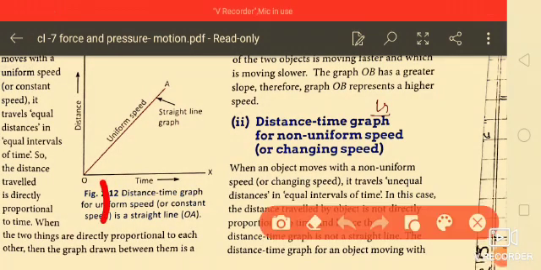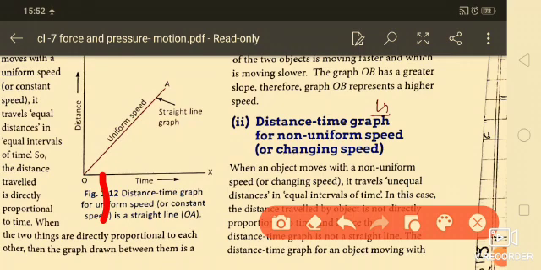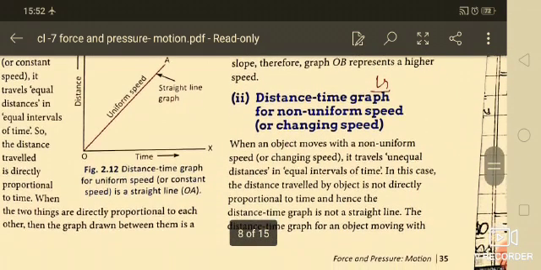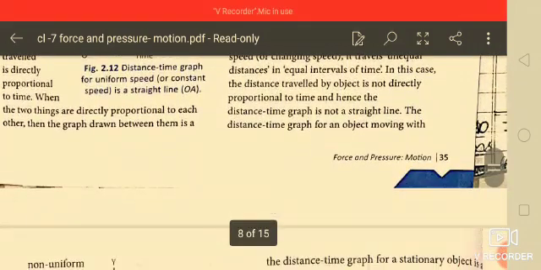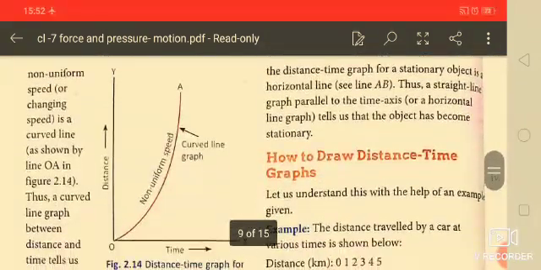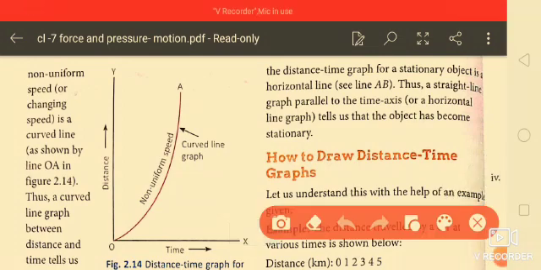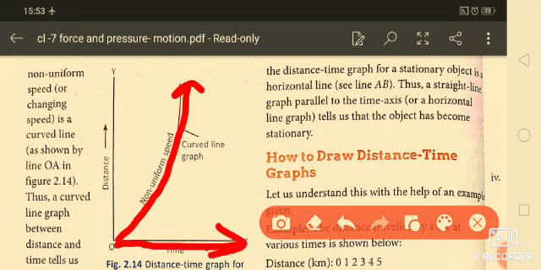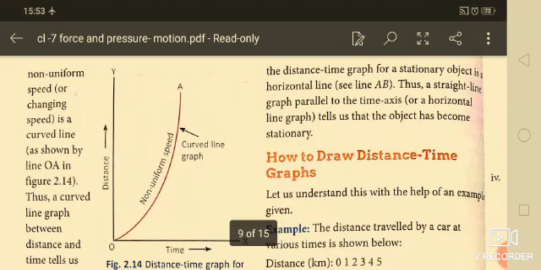Welcome to the class. Students, in our previous video we had discussed the distance time graph in uniform speed, and today we are here to study the distance time graph in non-uniform speed. That means when speed is changed. So you are seeing here that if non-uniform speed is there, then this graph will be curved. Since as time increases, the distance will also vary, the graph will not be a straight line. You are seeing this in the figure.